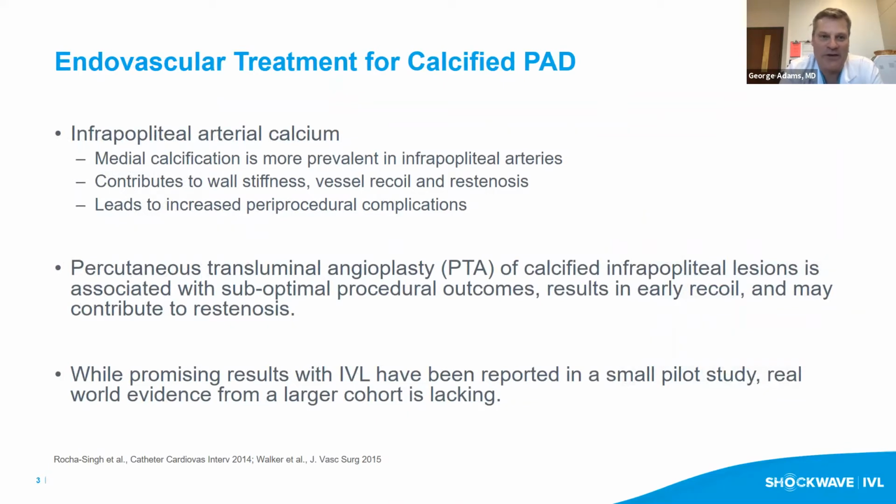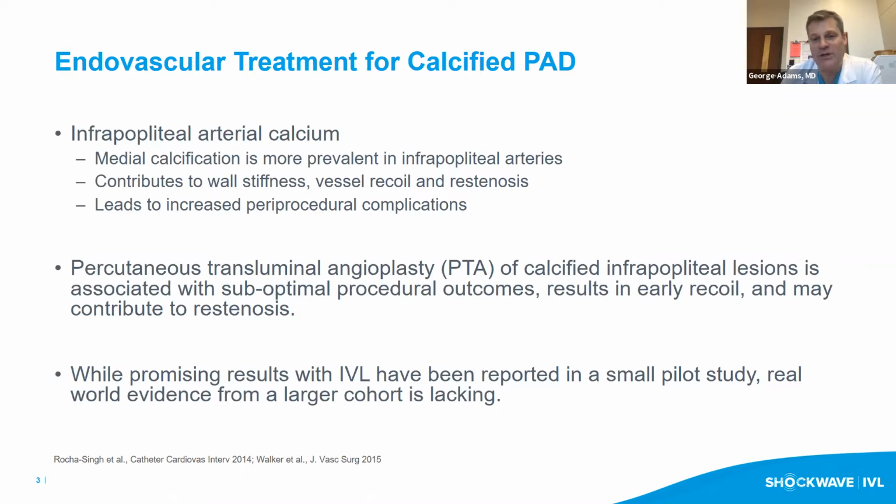So let's talk a little bit about the background. If we look at infrapopliteal arterial calcium, we always talk about intimal calcium, but medial calcification is more prevalent in infrapopliteal arteries. If you think about it, your vessels are sort of like an onion, right? You got three layers: the inner layer, the intimal segment, the middle layer, the medial segment, and the outer layer, the adventitia. Again, the medial calcification is more prevalent in this area. What this means is that it contributes to wall stiffness, vessel recoil, and ultimately restenosis, and ultimately leads to increased periprocedural complications such as perforation, embolization, etc.